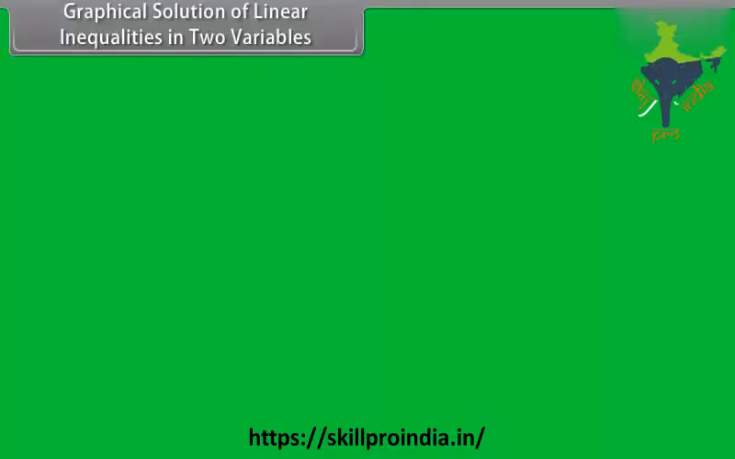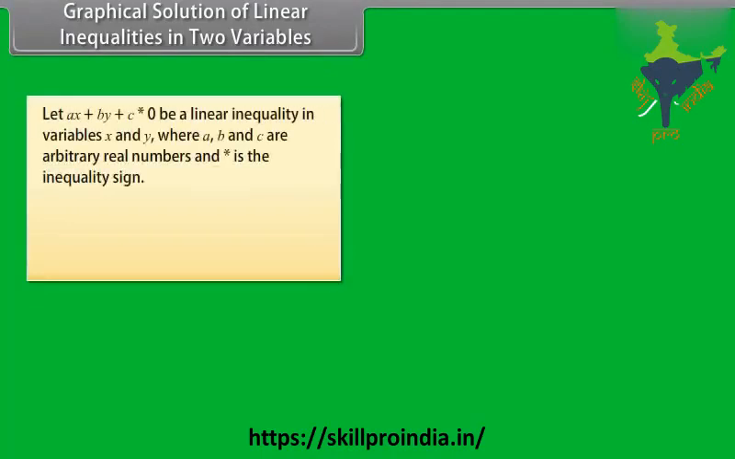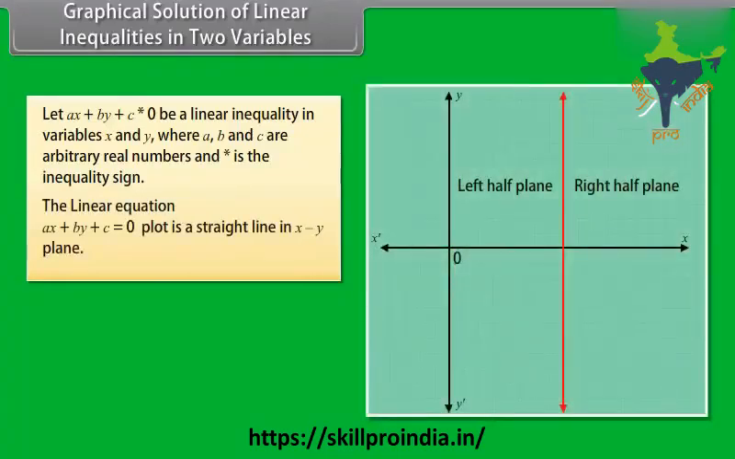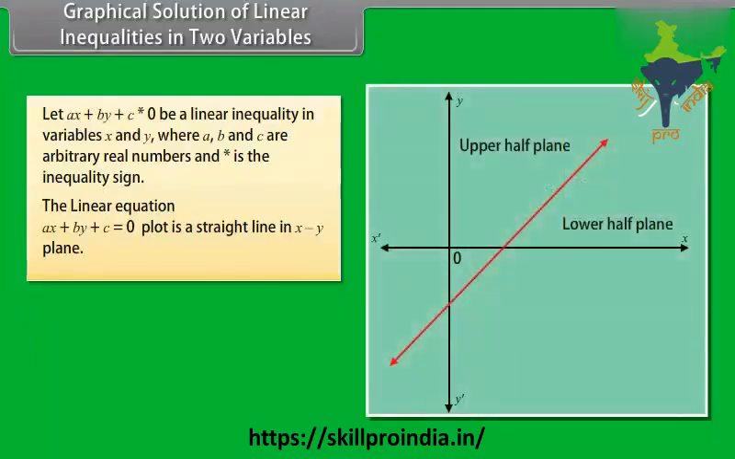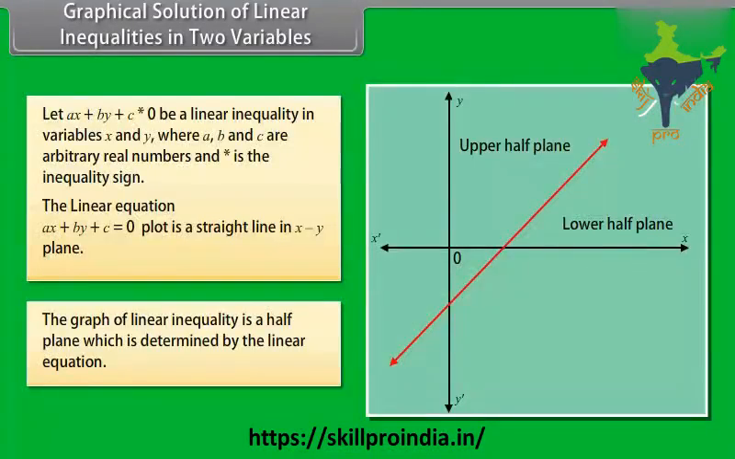Graphical solution of linear inequalities in two variables. Let ax plus by plus c star 0 be a linear inequality in variables x and y, where a, b and c are arbitrary real numbers and star is the inequality sign. The linear equation ax plus by plus c is equal to 0 plots a straight line in the xy plane. Below are examples of straight lines in the xy plane, which divide the xy plane into two halves. The graph of a linear inequality is a half plane, which is determined by the linear equation.